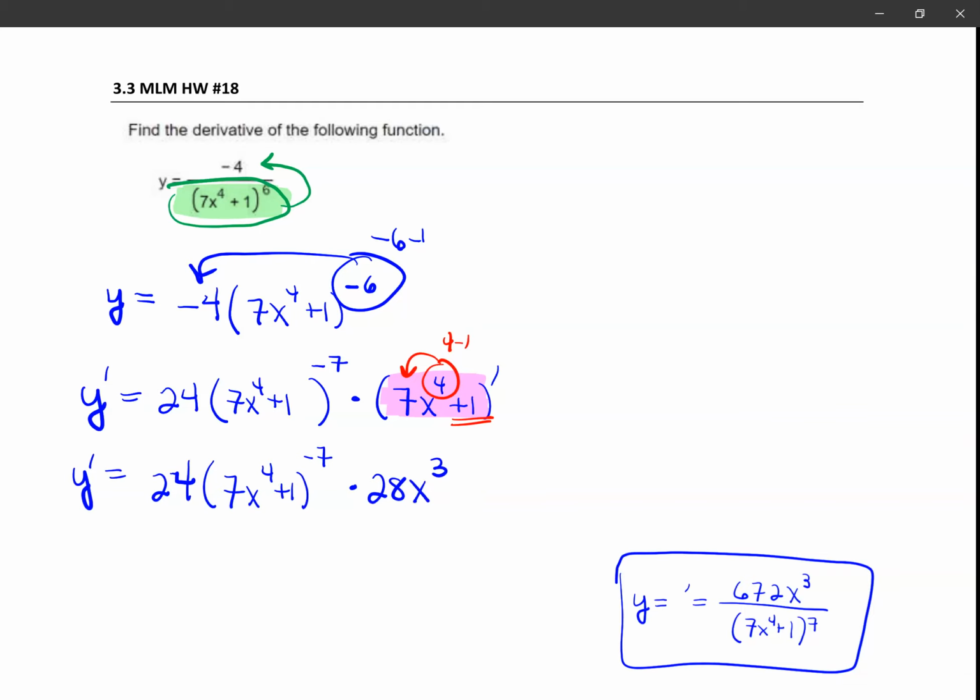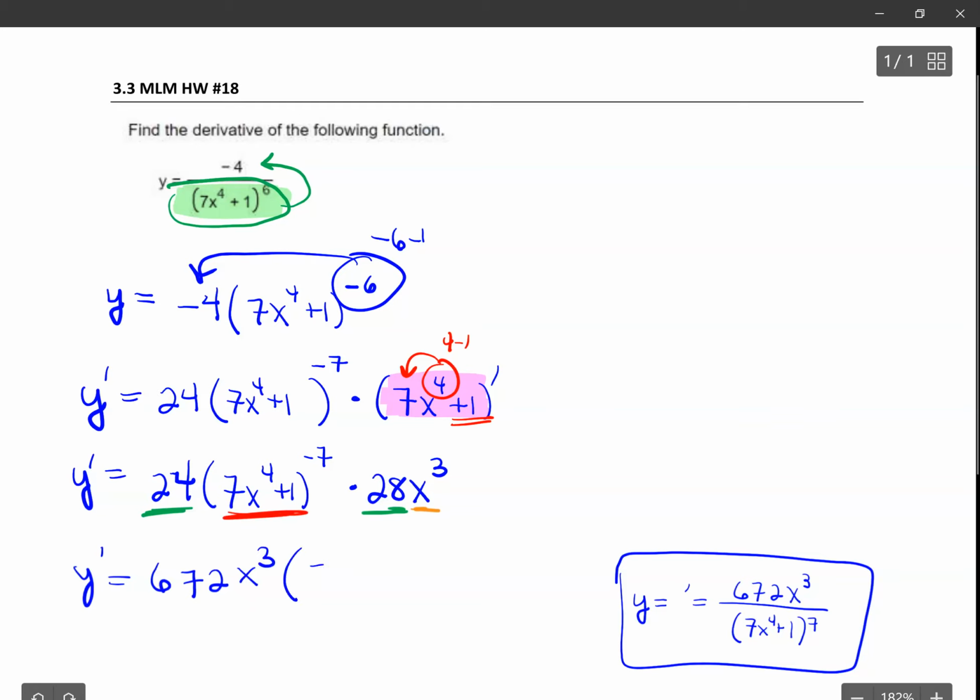And then we'll just go ahead and rearrange. This order doesn't matter when we multiply. So I'm going to multiply the 24 times the 28. Okay, and when I put that in my calculator, I get 672. Then I'm going to put that x cubed next. And then I'm going to put the binomial at the end. And I can see that's the same answer as I got using my quotient rule.